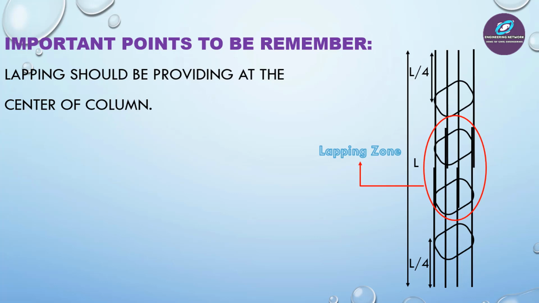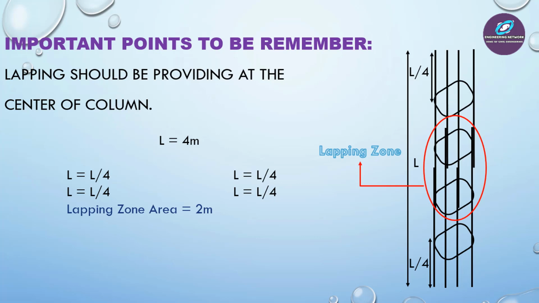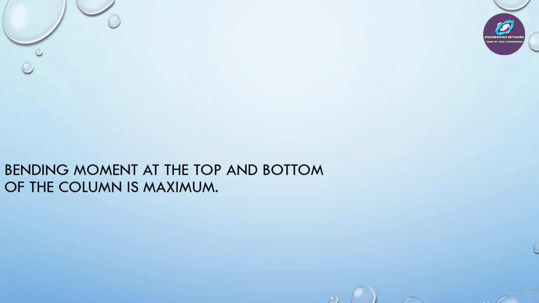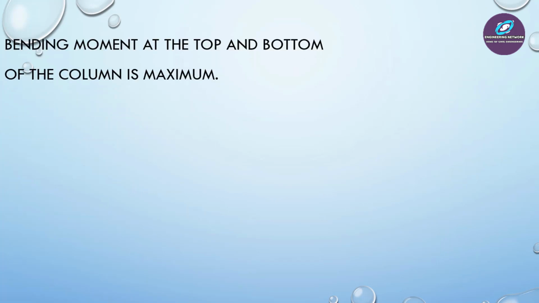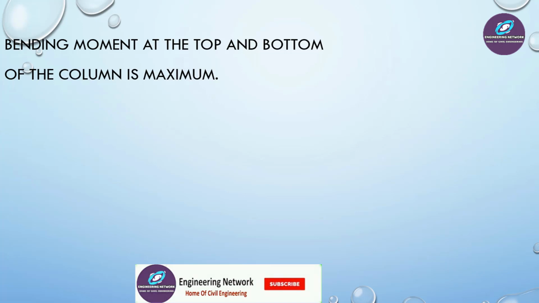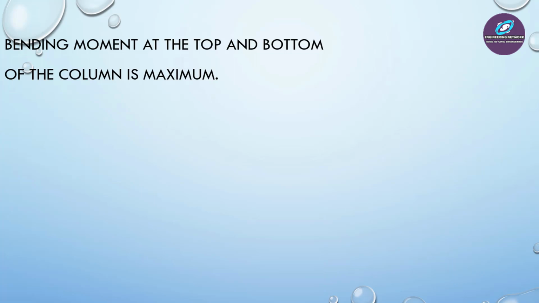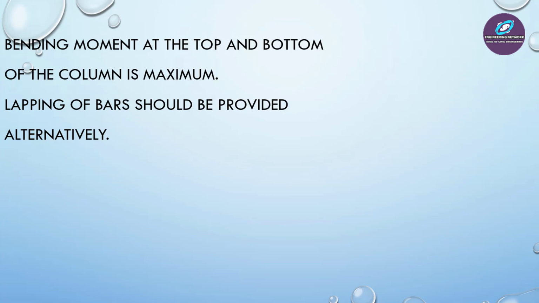For example, the length of the column is 4 meter, and I have divided it in 4 equal parts, which will be 1 meter each. So excluding 1 meter from top and bottom, the remaining length or area in the middle is called lapping zone, which is 2 meter, and in that 2 meter you can provide lapping. Another important point is that the bending moment at the top and bottom of the column is maximum. So we cannot provide lapping at the top and bottom, and that's why lapping is provided at the center of column.